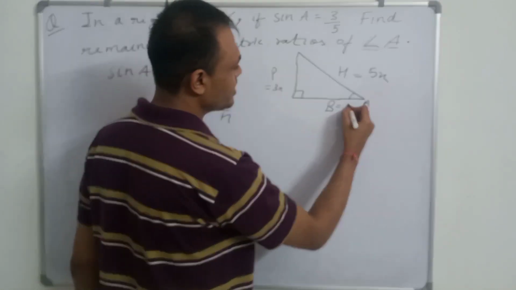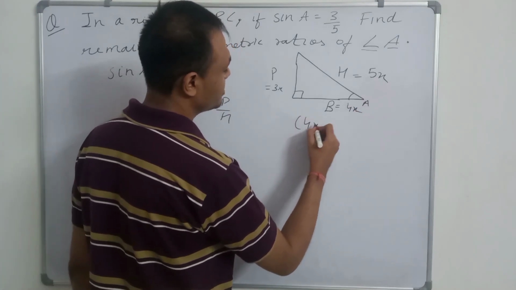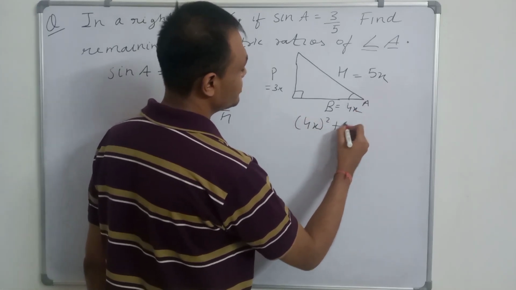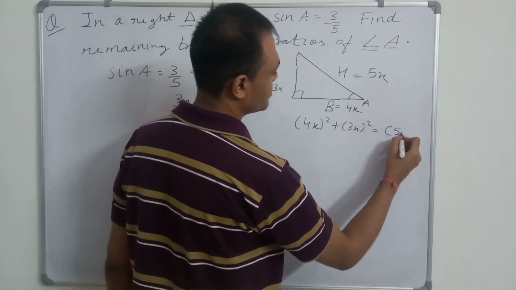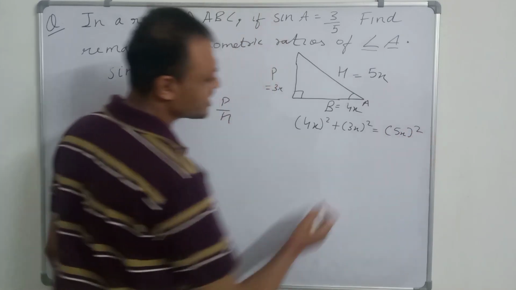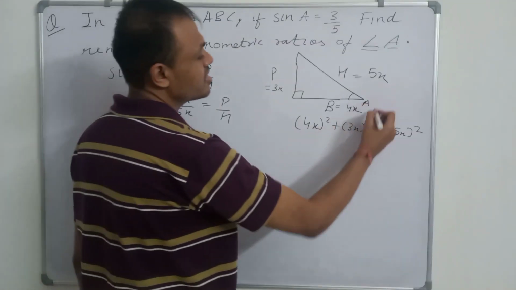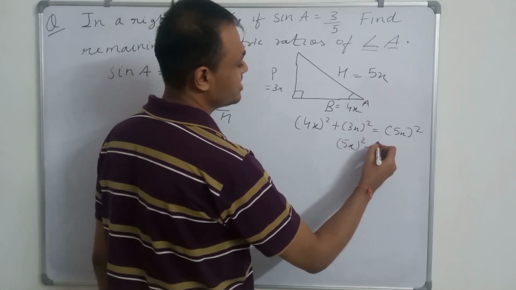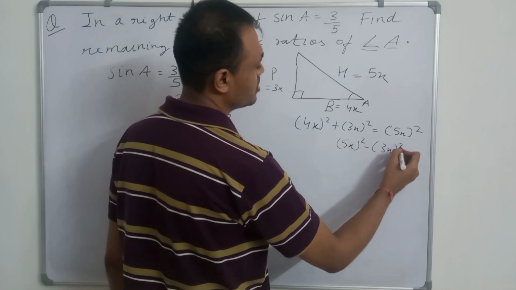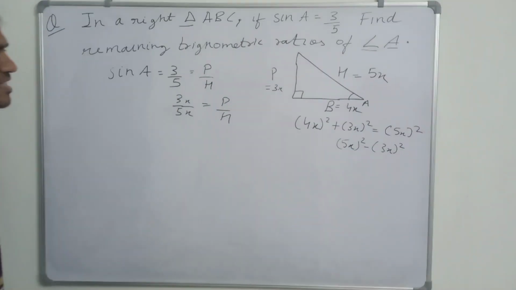So base will be equal to 4x, because base square plus perpendicular square must be equal to hypotenuse square by Pythagoras theorem, we already know. So to find base, you can equate it to 5x square minus 3x square. So you will get 4x square. So base value is 4x.